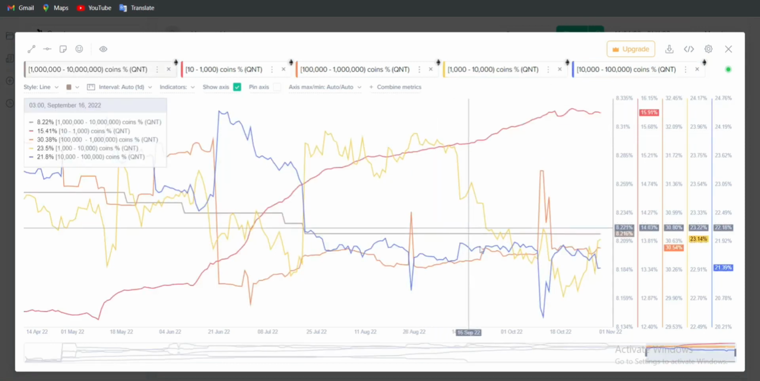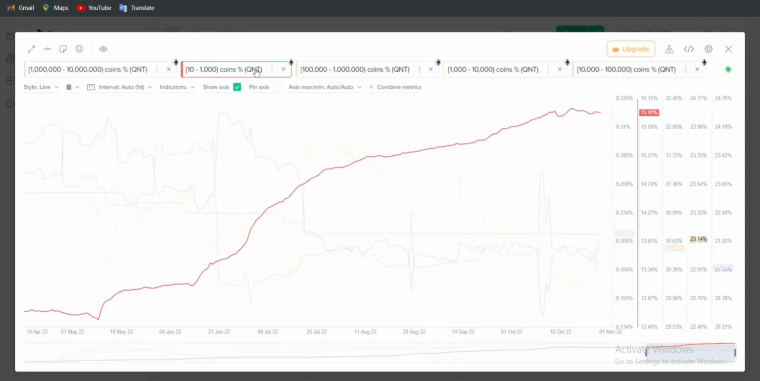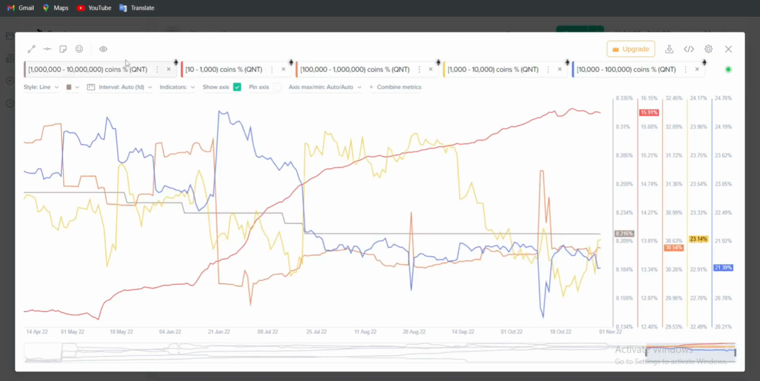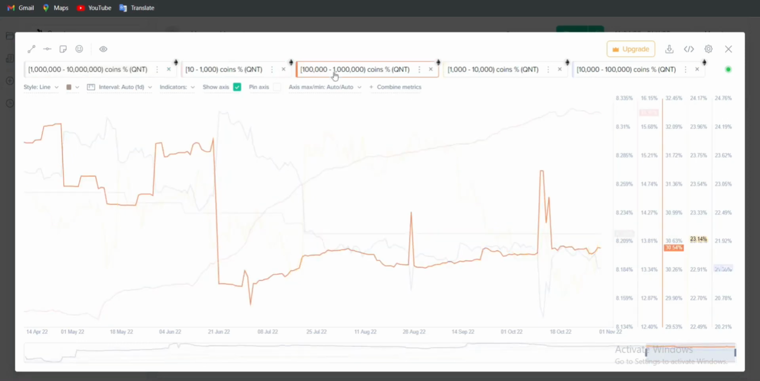So yeah, where am I going with this? With the recent price action, we can see that this group right here sold a little bit, but the general trend is they're actually buying much more. And then the group that have got a million coins to 10 million, they've remained relatively constant. They didn't even move at all. And then the group that has got 100,000 to a million coins, they seem to have increased a little bit.